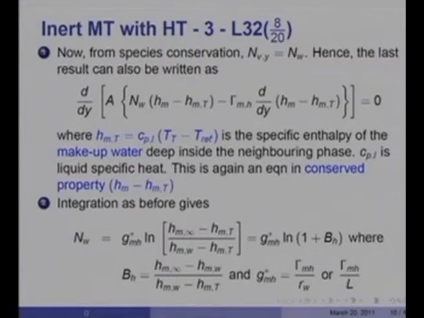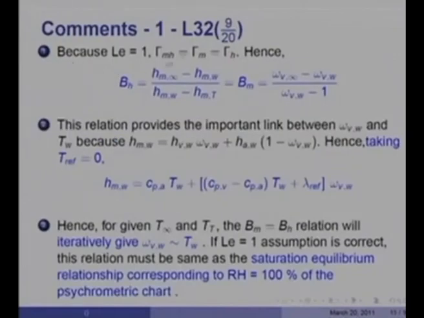So, we find that the logarithmic form is again retrieved from the solution of the energy equation, just as we had recovered the logarithmic form in case of mass transfer without heat transfer. Now, since Lewis number is equal to 1, γ_mh would be equal to γ_m and γ_h, because thermal diffusivity is equal to mass diffusivity, and hence you will see B_h, which is H_m infinity minus H_mw over H_mw minus H_mt, would also be equal to ω_v infinity minus ω_vw over ω_vw minus 1.